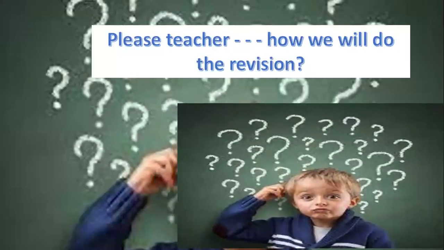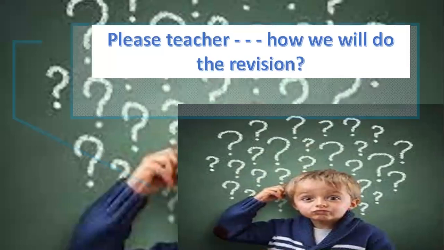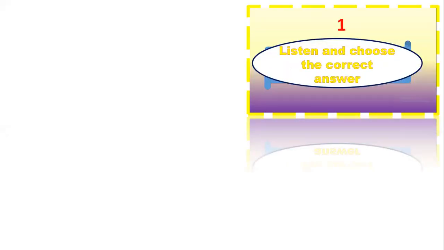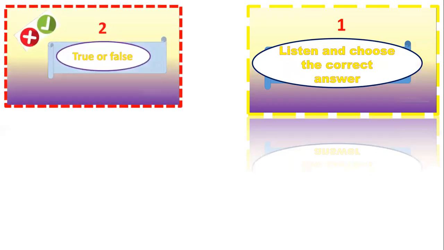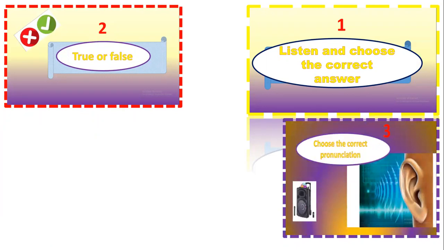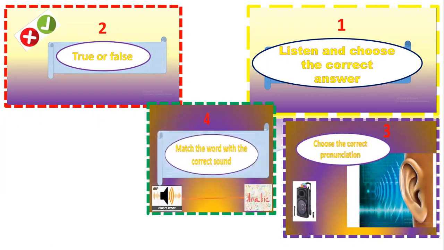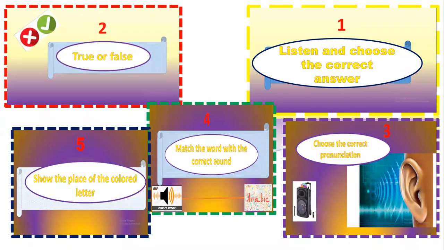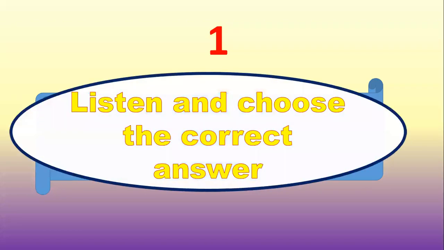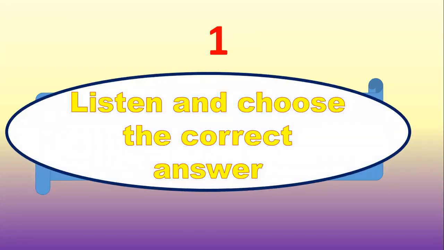Please, teacher, how will we do the revision? I will ask you 5 questions. The first question, listen and choose the correct answer. The second question, true or false. The third question, choose the correct pronunciation. The fourth question, match the word with the correct sound. The fifth and last question is show the place of the colored letter. Let's start with the first question. Listen and choose the correct answer.